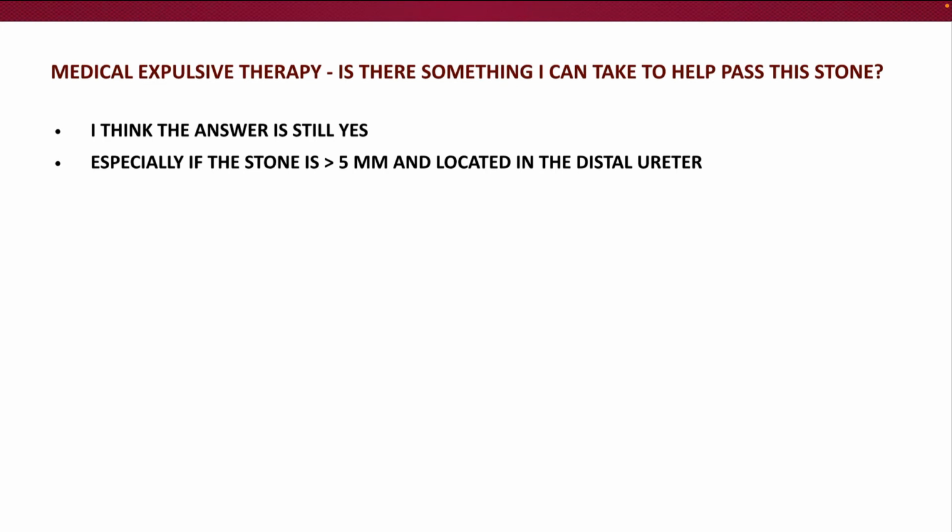But I think the ones that you really want to make sure get it are the 5-6 millimeter stones, and they're in the distal ureter, because the receptors are only in the distal ureter.